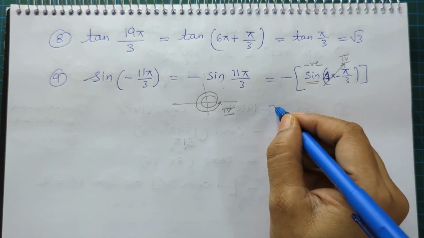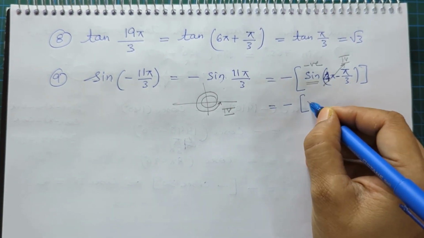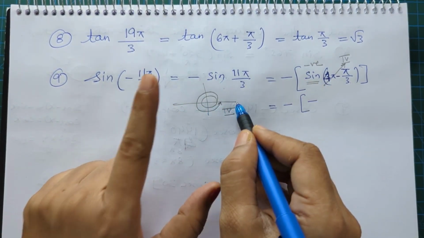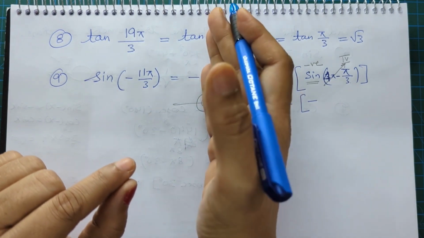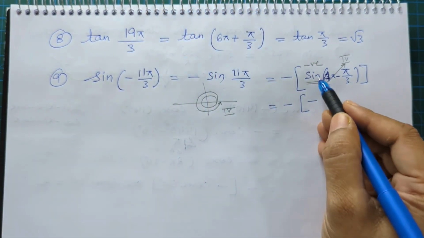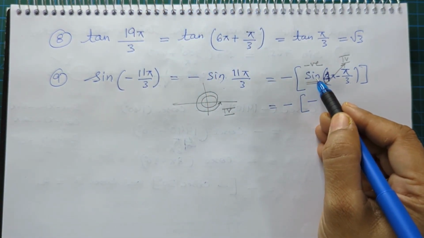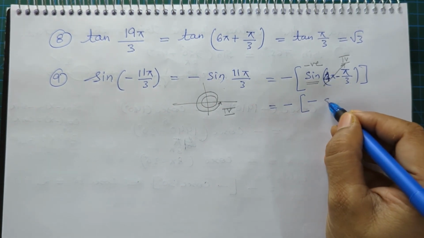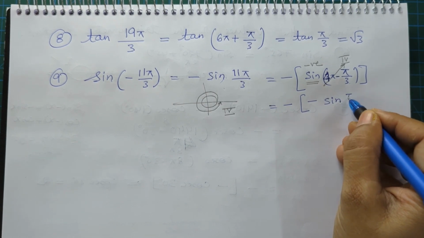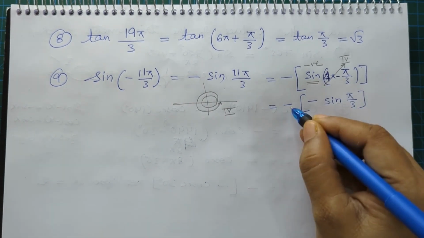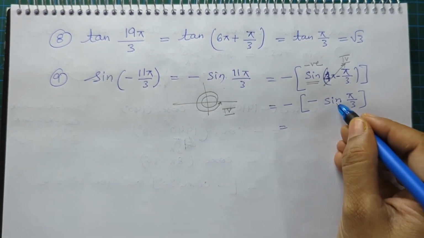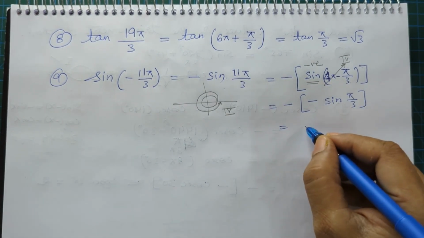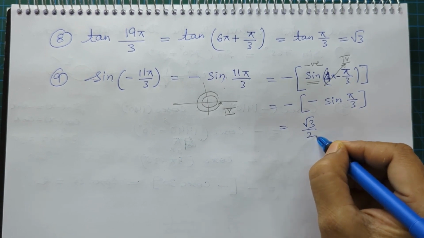So this is negative of negative. But the changes are done with respect to x-axis, so sine will remain sine. If the change was occurring with respect to y-axis, sine would have converted to cos, but it is with respect to 4π, meaning x-axis. So sine will remain as sine and here π/3. Negative of negative is positive. Sine of 180/3. 180/3 is 60. Sine 60 is root 3 by 2.